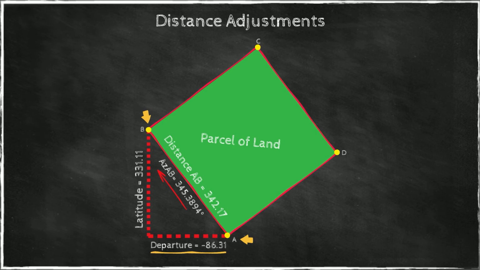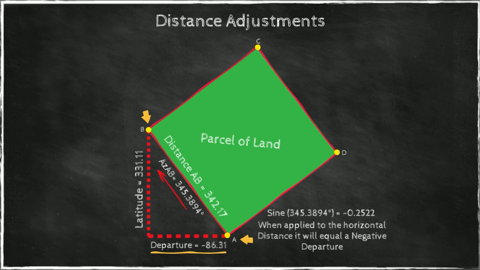Now, this is a very important point that I need to make here, and that is that if I take the azimuths and I calculate the sine of this value, this angle, it gives me a negative value for the sine. If I apply this negative sine value to my horizontal distance, I will get a negative departure. So it automatically, by using an azimuth as an angle, not a bearing or something else, it gives me the correct sign that I'm actually reducing my x-coordinate when going from A to B.